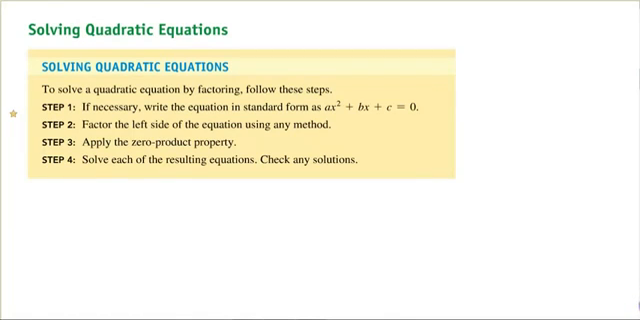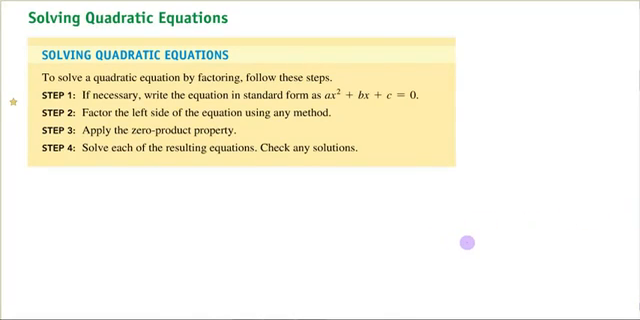All right, I'm going to give you a formal step-by-step process for solving quadratic equations. To solve a quadratic equation by factoring, follow these steps. Step 1, if necessary, write the equation in standard form as ax squared plus bx plus c equals 0. Okay, so that means that we have everything on one side equal to 0, and our exponents are descending. We have an x squared, we have an x with no exponents, and then we have a term with no x's called the constant term.